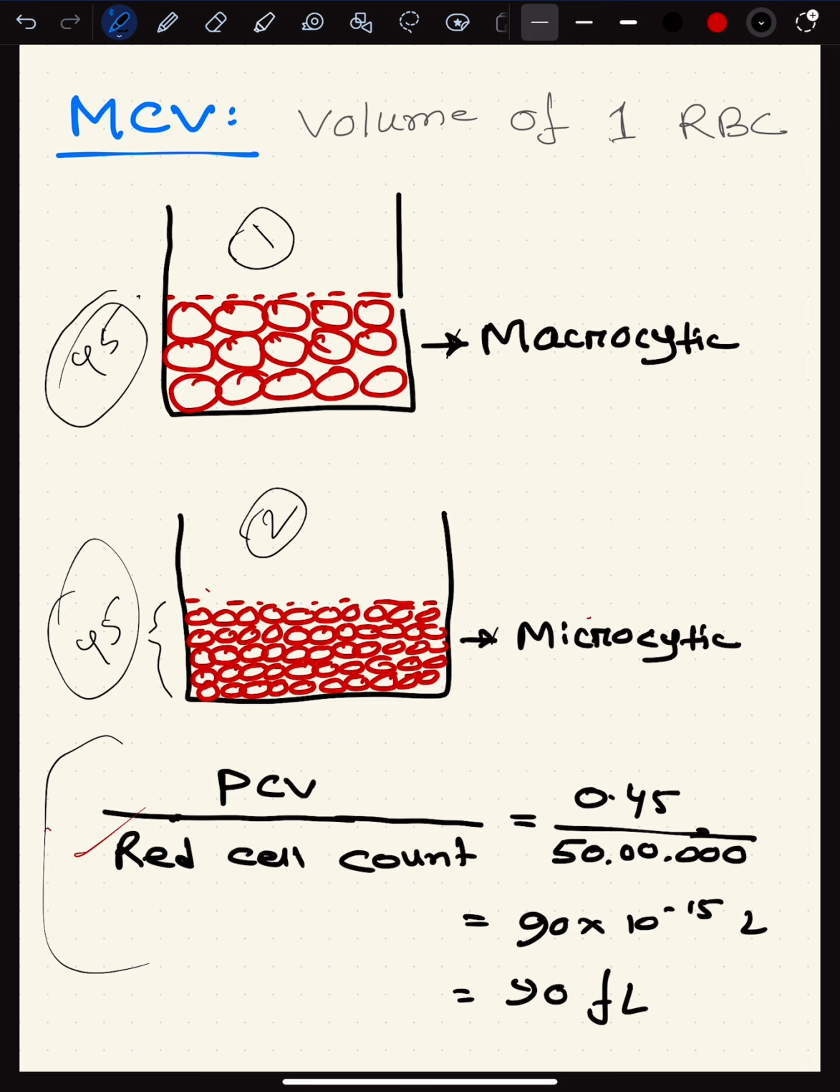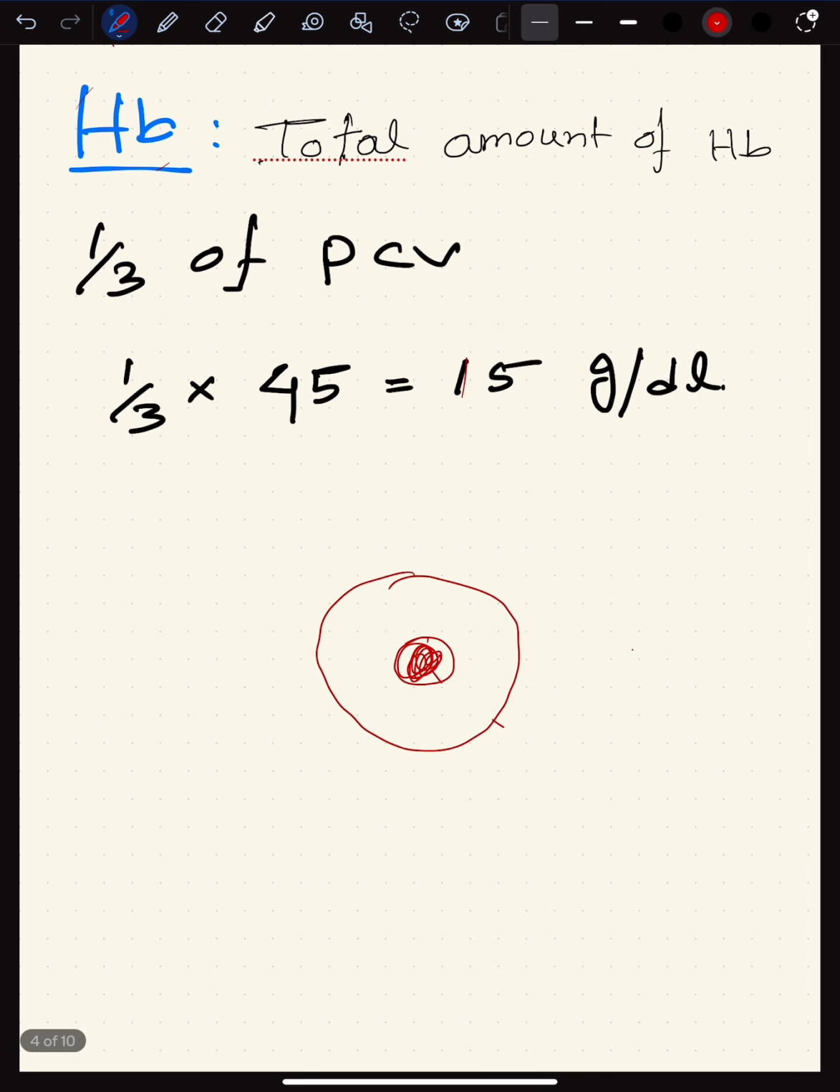If the RBC is bigger in size, we call it macrocyte, and if it is smaller in size, it is microcyte. So mean corpuscular volume means volume of a single RBC. So for the comparison we can draw two pictures. So this is smaller in size, it's called microcytic. The bigger in size, the volume is bigger. So this is called macrocytic. You have to just remember the single value. What is the mean corpuscular volume? Normally 90 femtoliter.